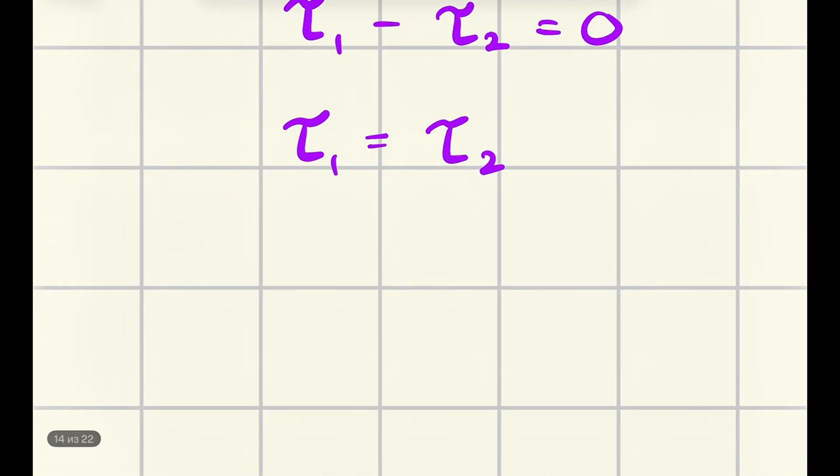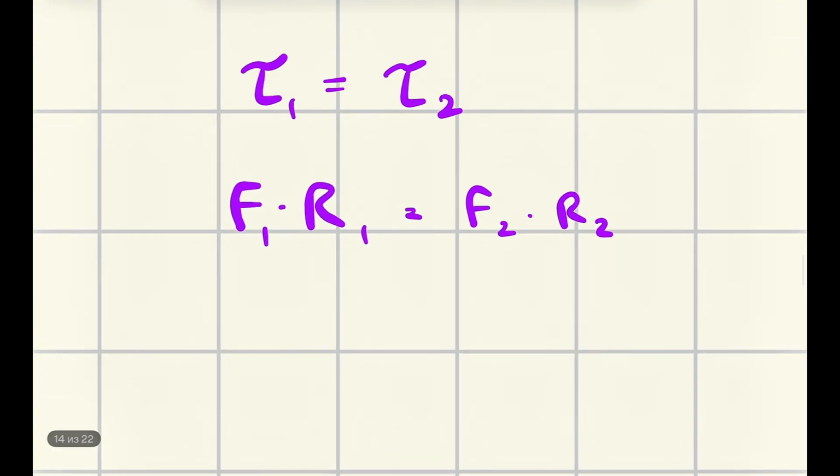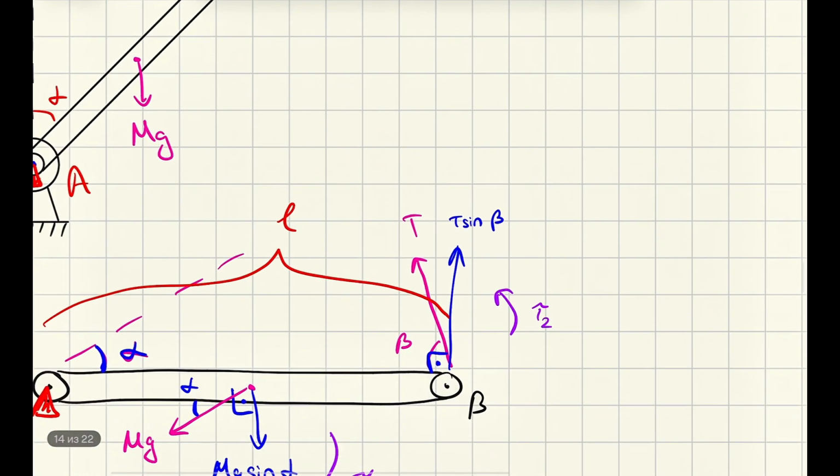Okay, we know that the formula of torque is force multiplied by radius, or distance from the pivot, but we need to remember that this is not just multiplication, this is a cross product, which means that the force that is being multiplied by the radius, or the radius that is being multiplied by the force, they have to be perpendicular. So this is F1 R1, this is F2 R2. Good. Okay, right now let's look at this.